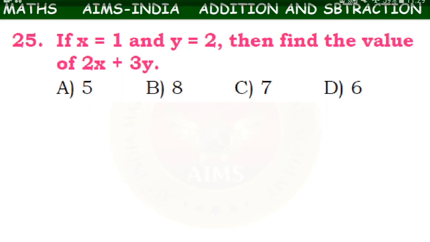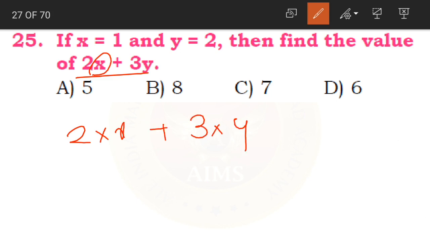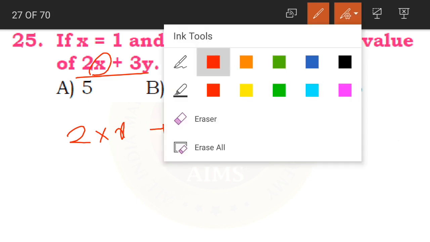Coming to question number 25. If x is equal to 1 and y is equal to 2, find the value of 2x plus 3y. See, 2x means what? 2 into x, plus 3y means 3 into y. Yes, children. Now we know the value of x and y.